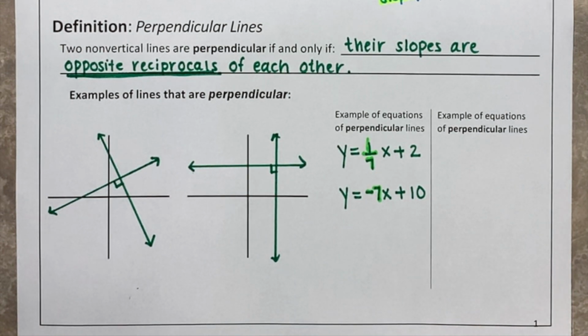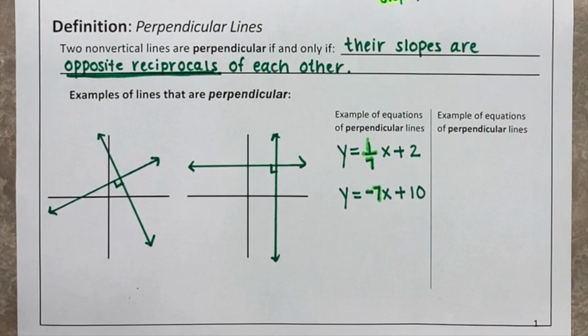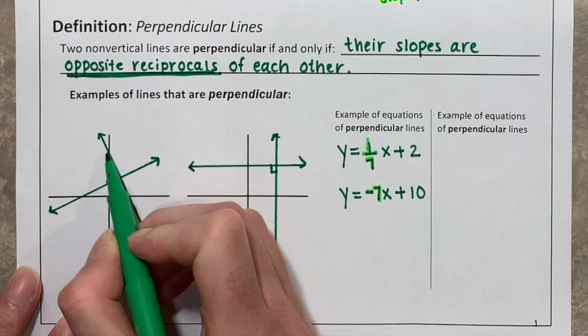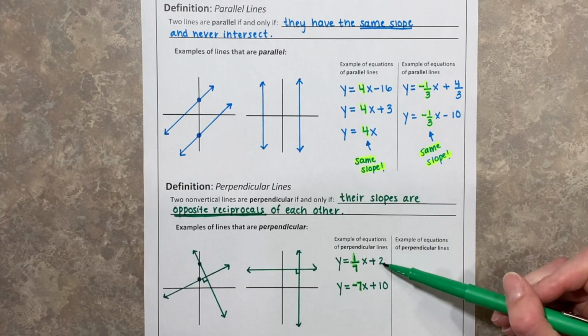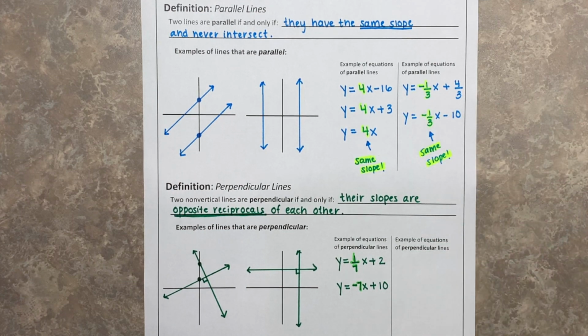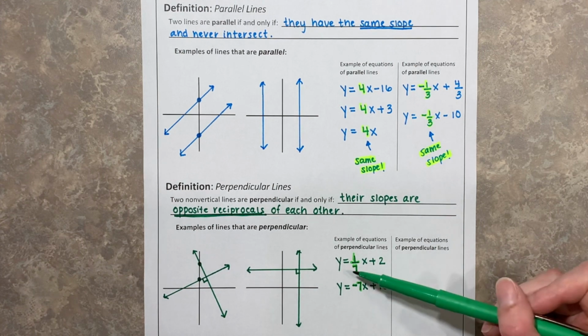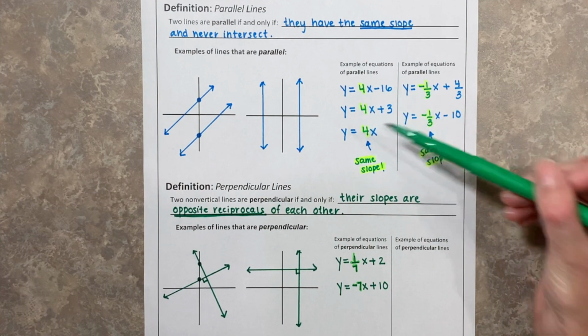Again, just like with parallel lines, perpendicular lines will have different y-intercepts. We can see that on the graph here. These two lines have totally different y-intercepts, and I just made up all of these y-intercepts off the top of my head. You can change those numbers in your examples if you'd like to. The important thing is that perpendicular lines have opposite reciprocals for slopes, and parallel lines will have the same slope.